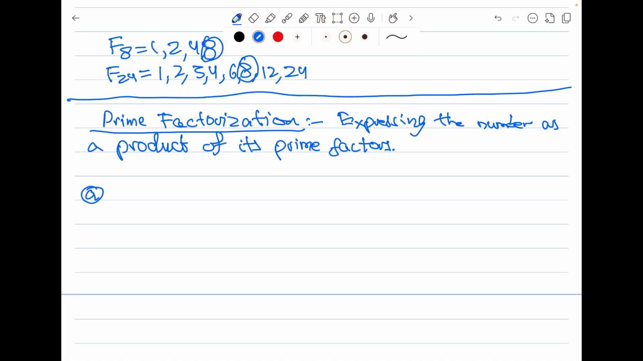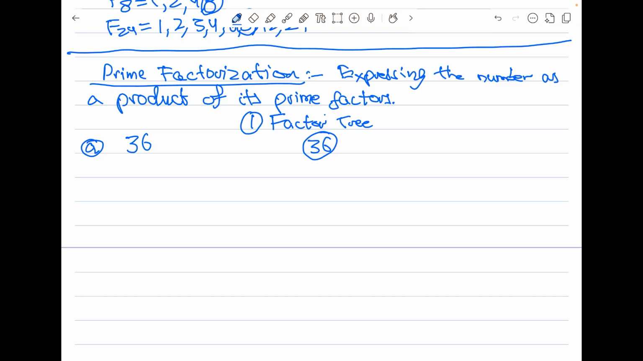If we have the number 36, and we want to find the prime factorization of the number 36, here is how we will go about doing it. So, there are two ways of doing this, two methods. One method is the factor tree. So, this is how it works. You write out the number 36 like this.